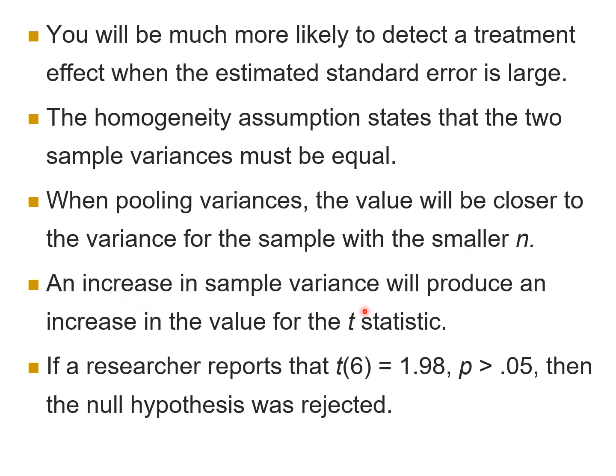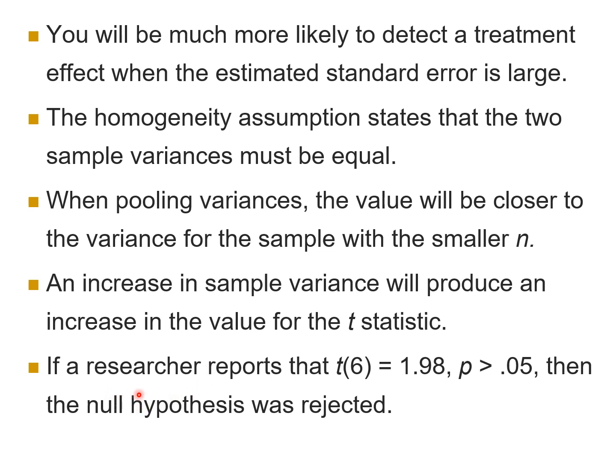Increase in sample variance will produce an increase in value for t. Again, where's the variance in our t-statistic formula? That's in the denominator. So an increase in our denominator makes for a smaller t-statistic, so this is false. A decrease in sample variance, however, would produce a higher value for the t-statistic. And if that doesn't make sense talking about it, go back and look at the formula, because it's right in there for the answer to this true-false.